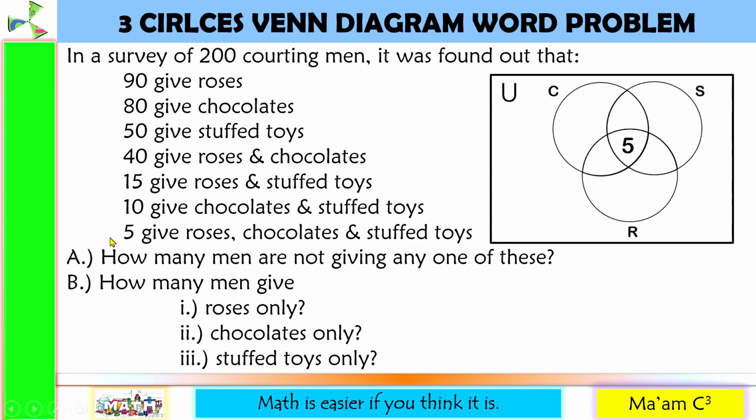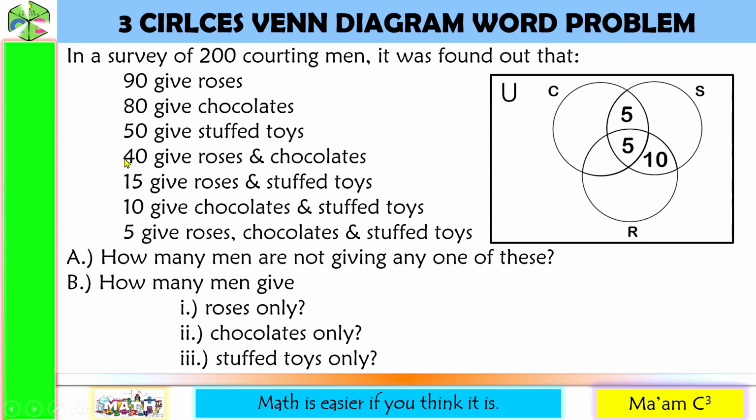And then you go up. So we have here 10 give chocolates and stuffed toys. So chocolates and stuffed toys, that would be this portion, but we already have 5 here. So we're just going to write 5. Next, go up. 15 give roses and stuffed toys. So that would be roses and stuffed toys, this portion here. But we already have 5 here. So this will just be 10.